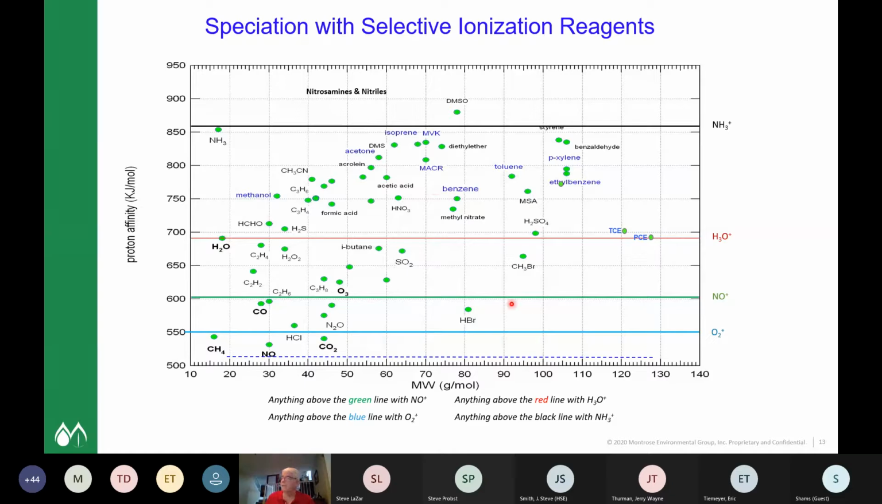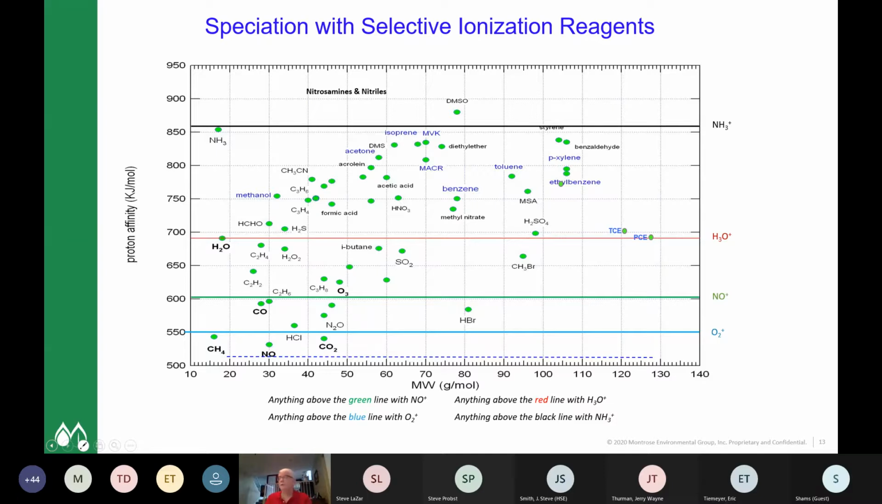Now, if you're looking to do HRVOCs, which I'll talk about a little bit later, you will see that you have ethylene and stuff down here, which is below the hydronium line. So now we're going to be forced to switch and use either NO or oxygen to generate those ions. If we use the hydronium, you won't see them, period. So that governs what we're going to use and how we're going to go about generating these ions. You have to know a lot about what you're looking for and how you're going to go about generating the ions that you need.